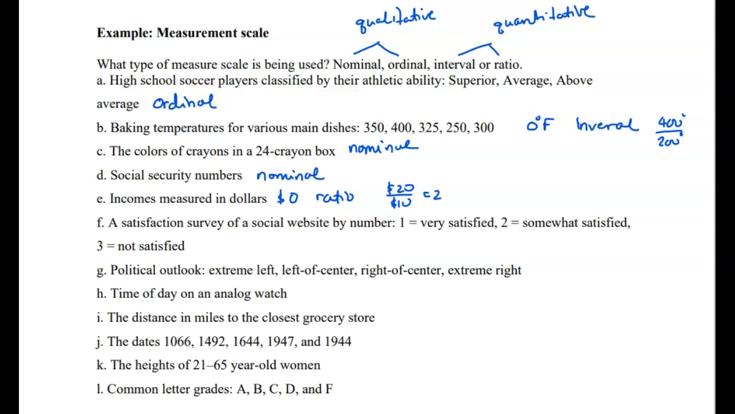All right. F, satisfaction survey on a website. Scale of 1 to 3. This is qualitative and you can rank it. It's a ranking or order, so this is ordinal. All right. G, political outlook: extreme left, left of center, right of center, extreme right. So this is qualitative. You can order it somewhat, not in the sense that one is better than the other. It's just that you can put it on a scale. You can draw something left to right and place these measurements. So this is also ordinal.